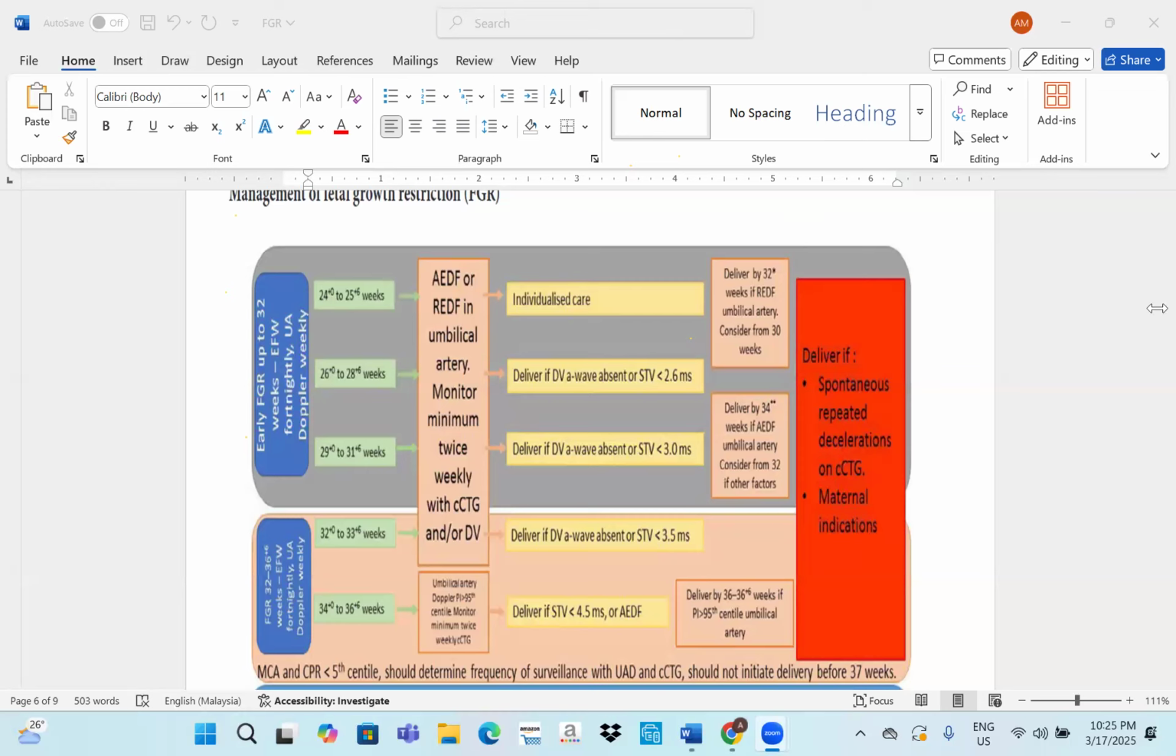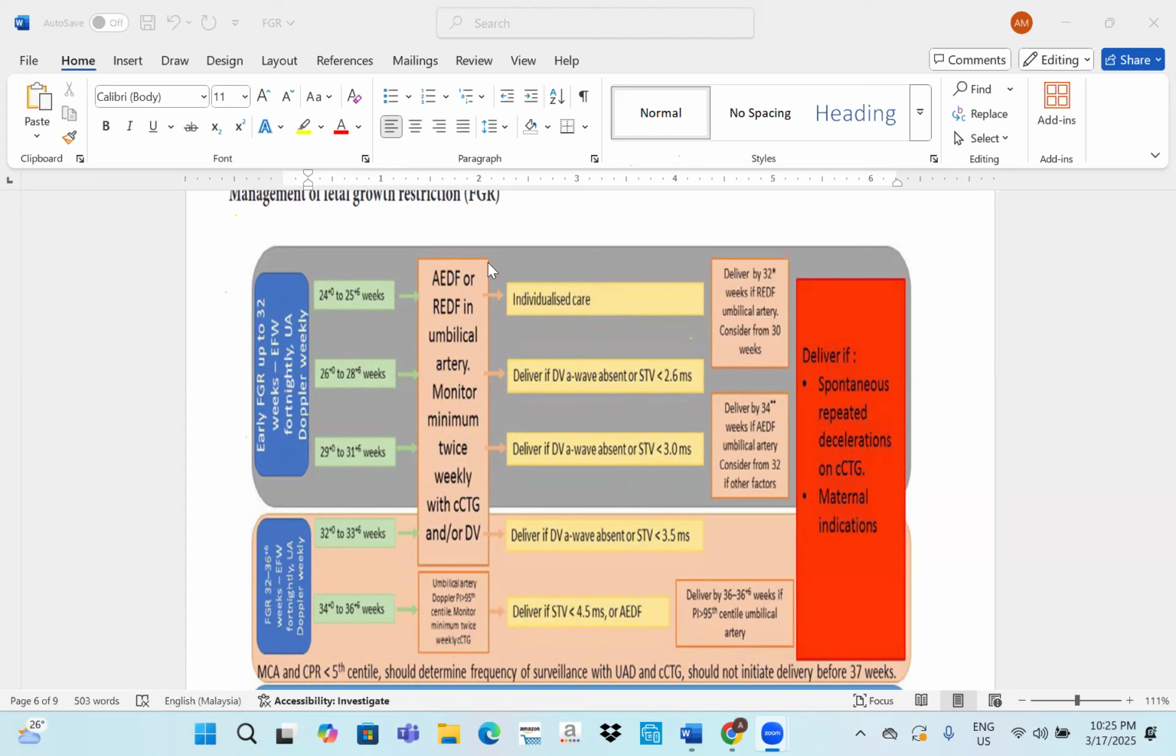They will not ask about the short-term variation normal value. Okay, they will not ask about the normal value. You should just know about these things, because the examiner can ask you if the short-term variation is this much, what you will do. And then they can ask about the main things, like if it is absent, if it is reverse, when you will deliver.